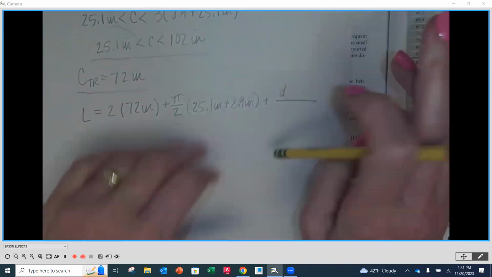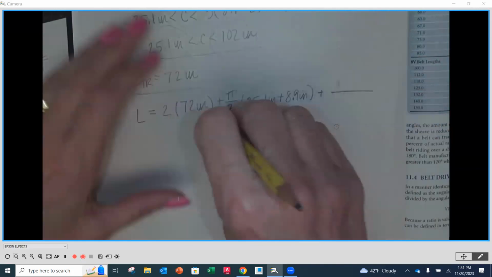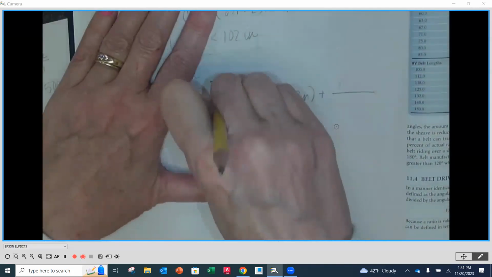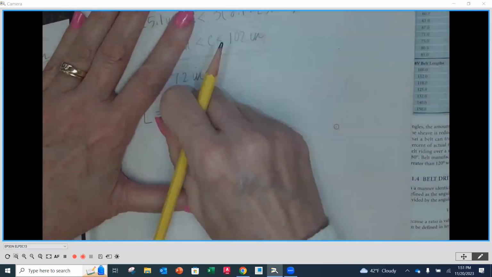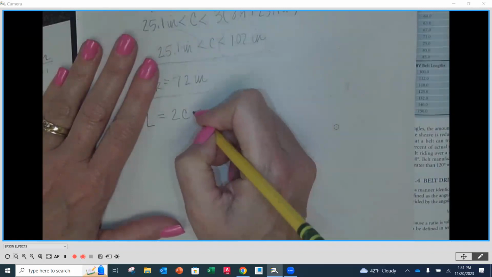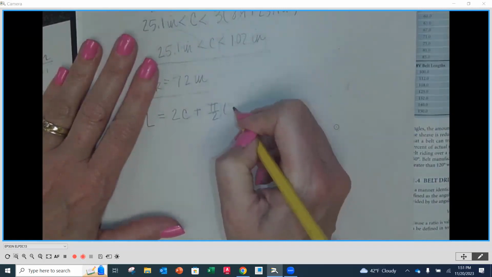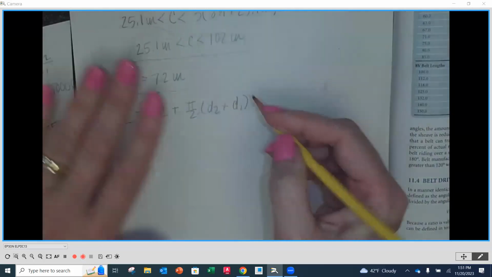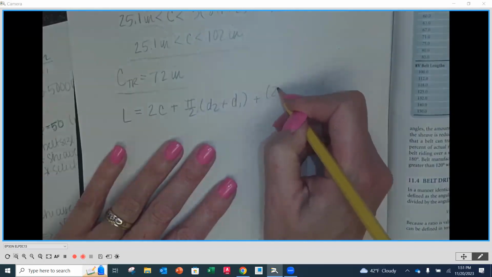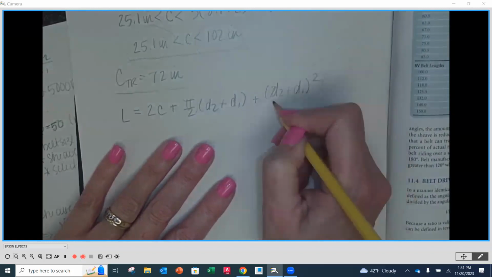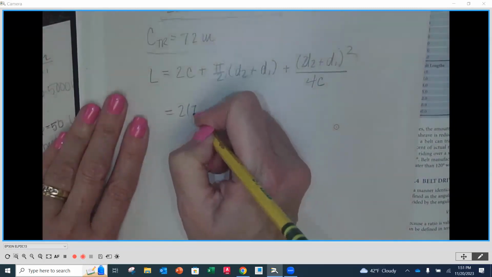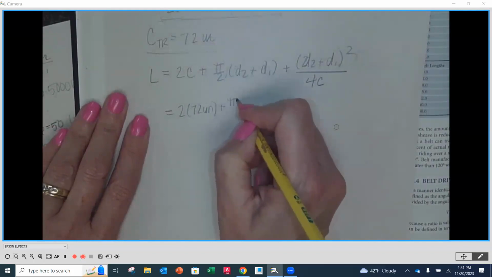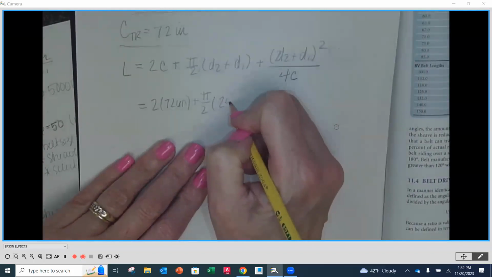Oh, I didn't write my equation in variable form. I just broke my rule. Sorry, I have to do it. 2 times C. Make sure you always write your equation in variable form first, and then put your numbers in. 2 times 72 inches plus pi divided by 2, 25.1.